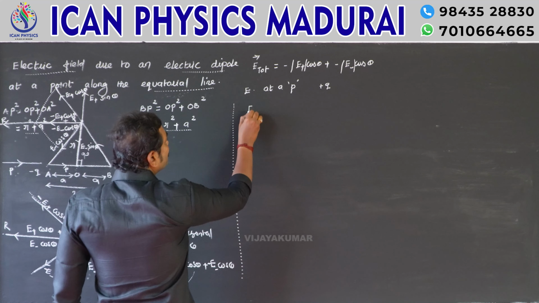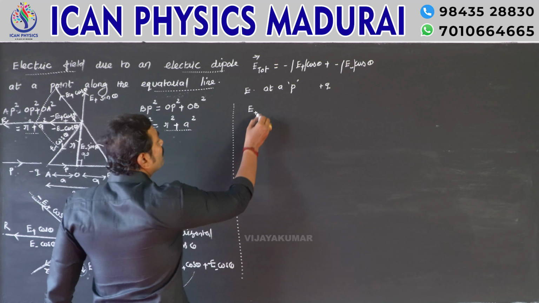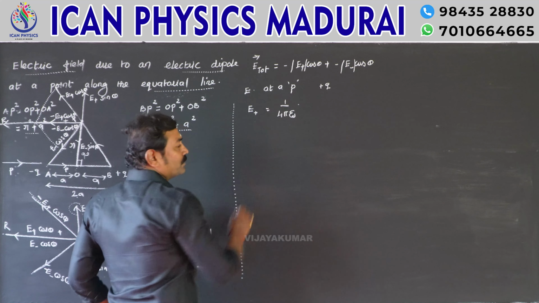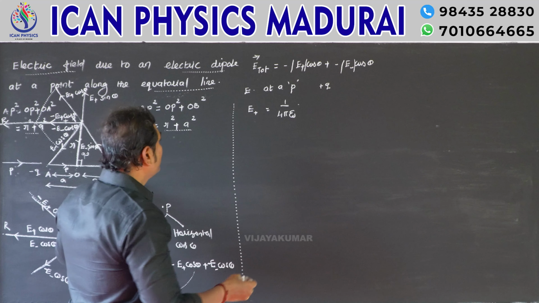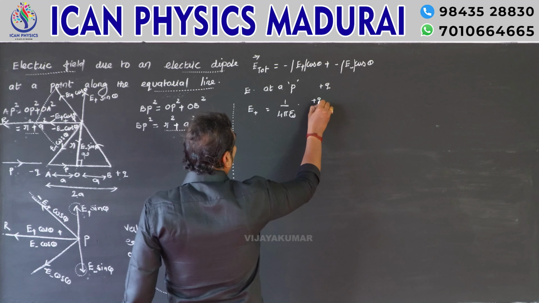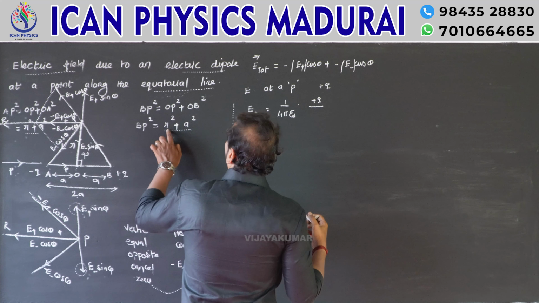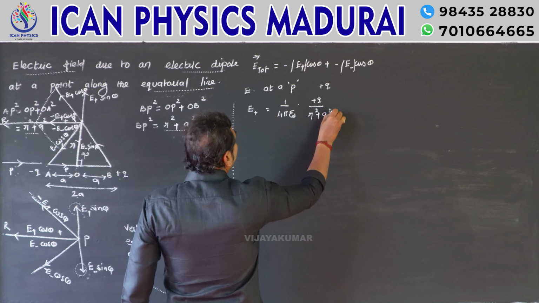So due to the positive charge, the electric field is taken as E plus. What is the formula? 1 by 4 pi epsilon 0, Q by the square of the distance, that is r squared plus a squared.